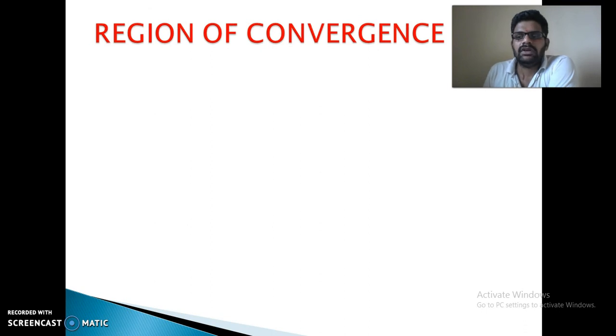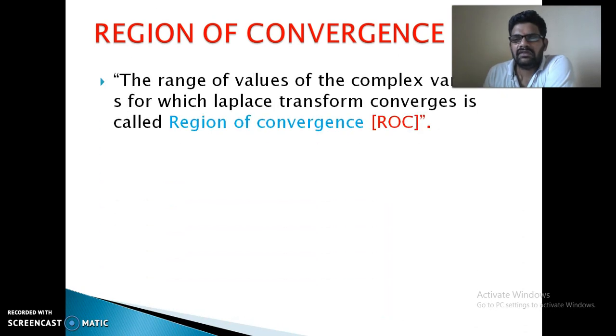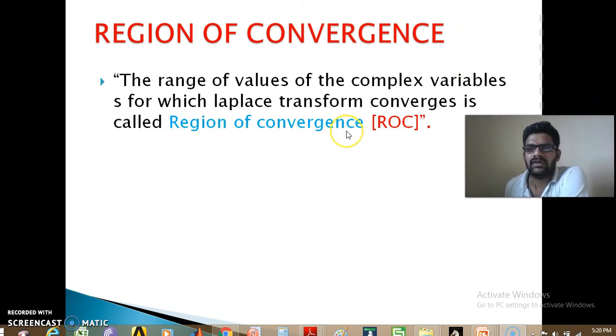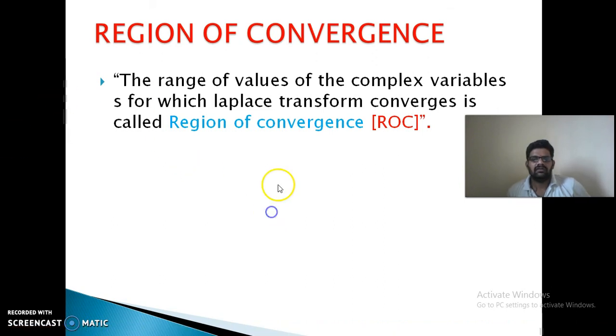Here a special concept called region of convergence makes this Laplace transform more practical. So what is this region of convergence? The region of convergence is the values of the complex variable s for which the given function converges. That is called the region of convergence.